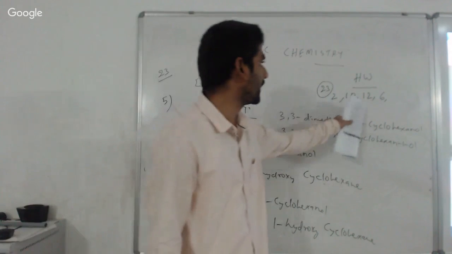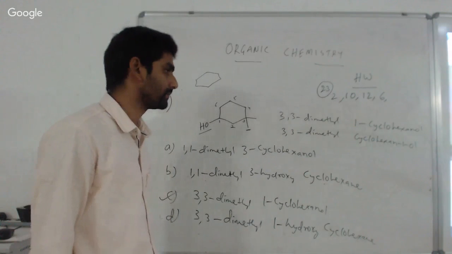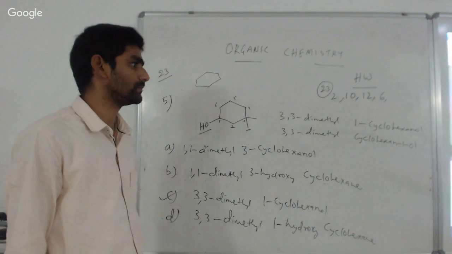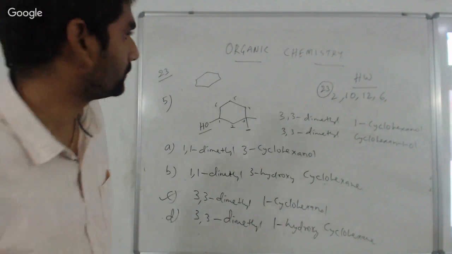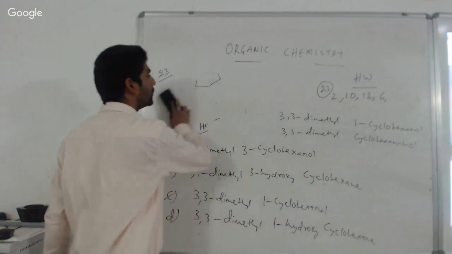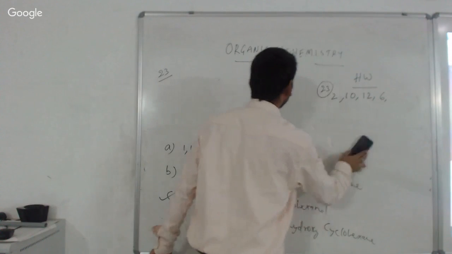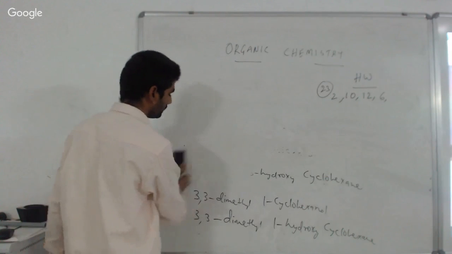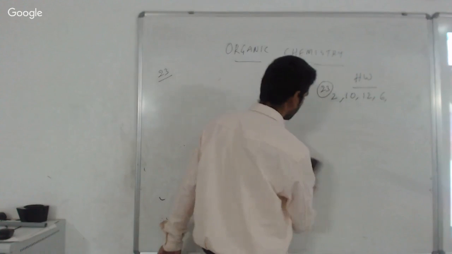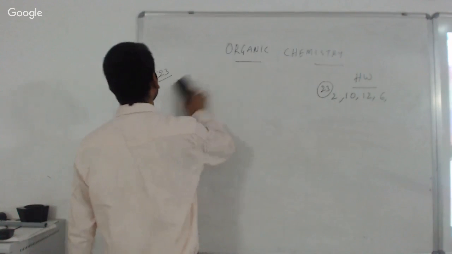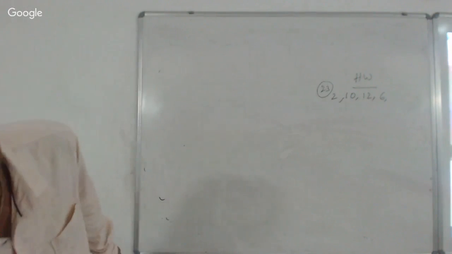Homework questions are 2, 10, 12, 6 from topic 23. You can see tomorrow. All of you take the homework questions 2, 10, 12, 6. In the next class we will discuss isomerism.